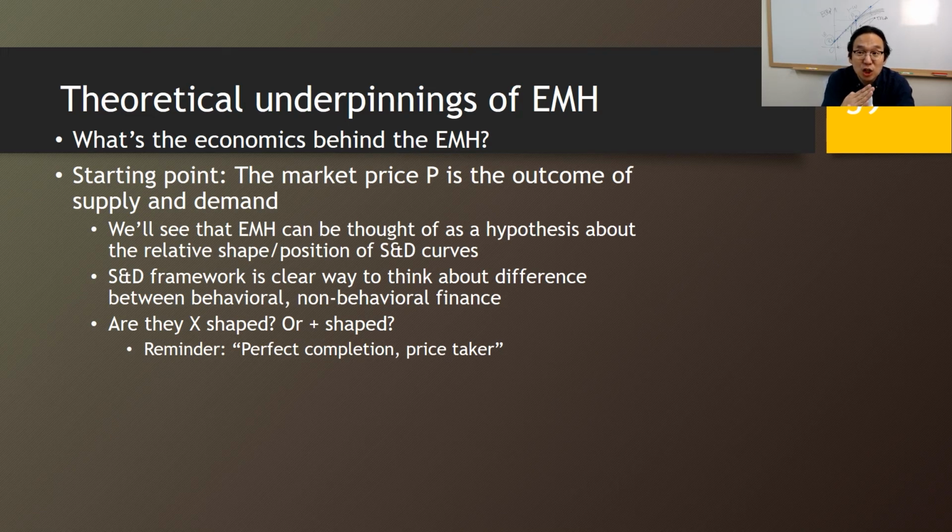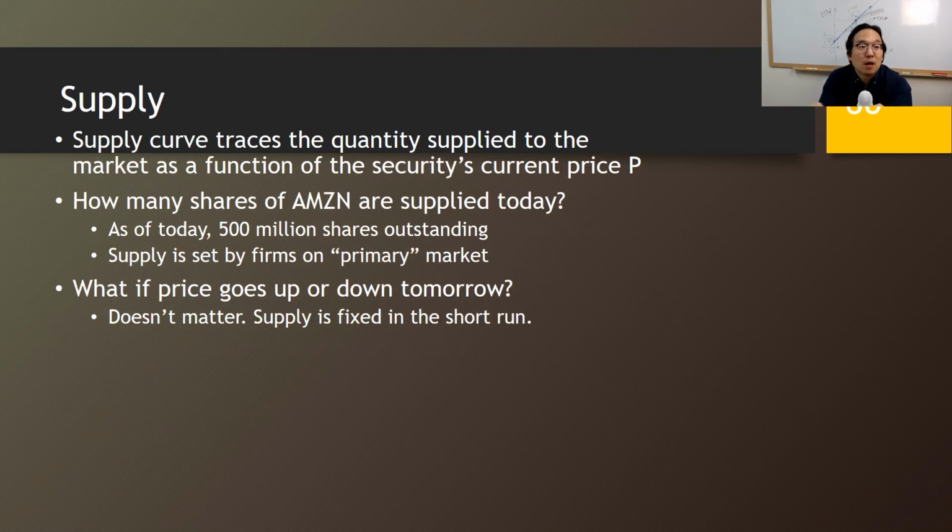Are they X-shaped or cross-shaped or plus-shaped? Okay? So, let's go. Supply. The supply curve traces the quantity supplied to the market as a function of the security's current price. So price has to be your vertical axis, the y-axis, and then the quantity has to be your x-axis.